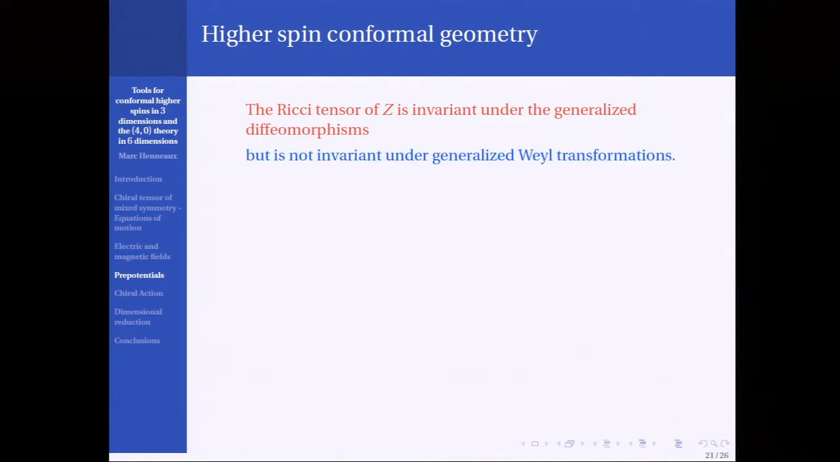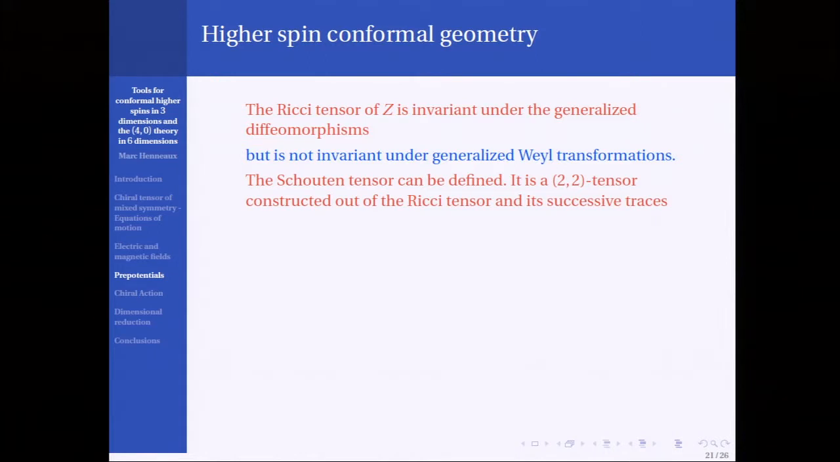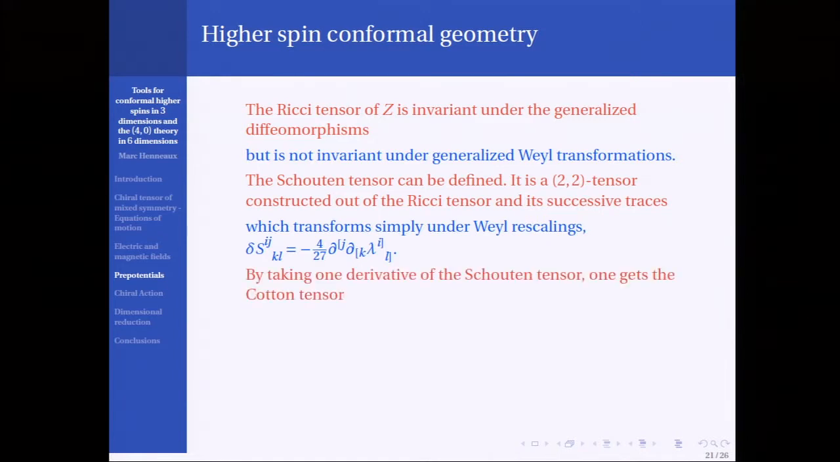Okay, so I can go a bit quickly here because I think time is running. You find that the Ricci tensor of Z is invariant under diffeomorphism, but not under generalized Weyl transformations. You can define the Schouten tensor. Here it is and here is how it transforms under Weyl rescalings, a double derivative, but the symmetries are different, so it's different from that point of view, but the ideas are exactly the same. And by taking one derivative of the Schouten tensor, you get the Cotton tensor. And clearly, that will be invariant under this transformation, because when you take an extra derivative, you will always antisymmetrize on derivatives, so that will be 0, delta of Z.